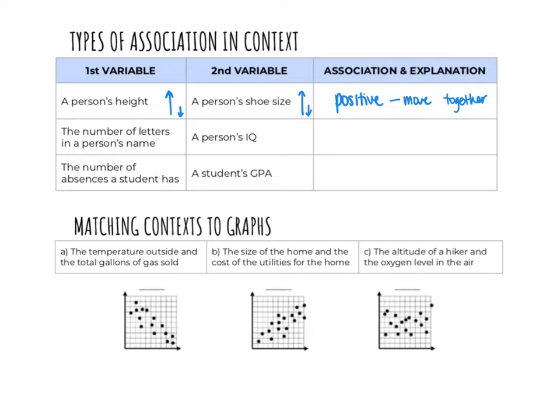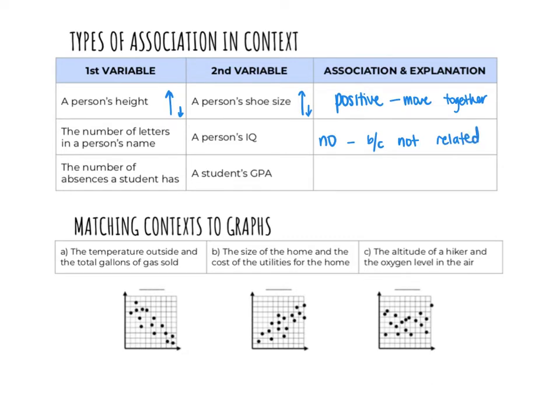Next up, we have the number of letters in a person's name and a person's IQ. Well, I'm sure you could maybe find some weird internet study somewhere, but those two things aren't related. The more letters you have in your name doesn't necessarily mean that you either have a higher or lower IQ. So this would have no association, and it's because they're not related. They don't affect each other.